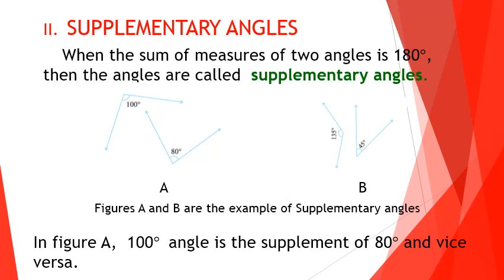To remember supplementary angles, we can recall the word straight angle. As you know, the measure of a straight angle is 180 degrees. So we can remember that supplementary angles means straight angle, so there is no confusion. The sum of supplementary angles is the straight angle measure only, that is 180 degrees.